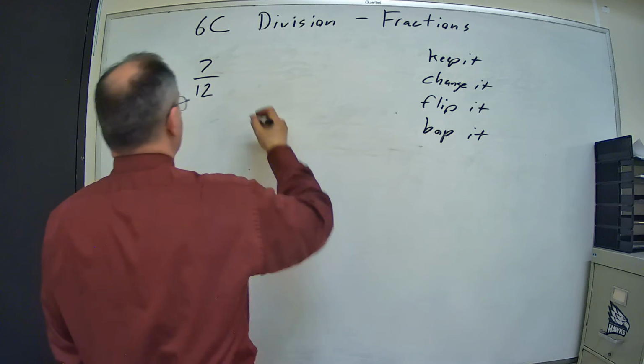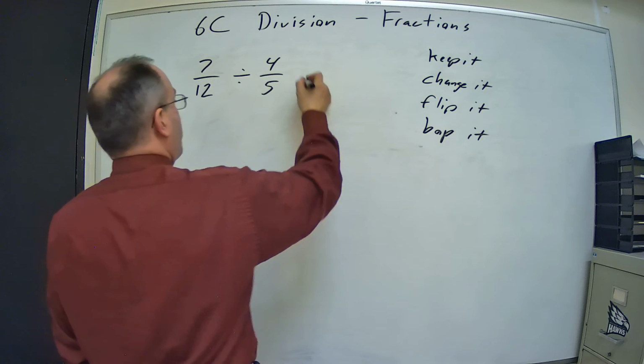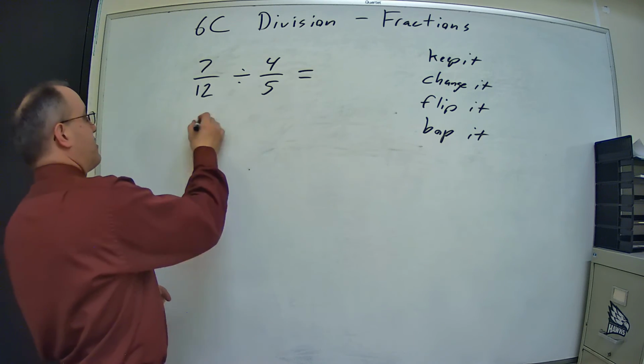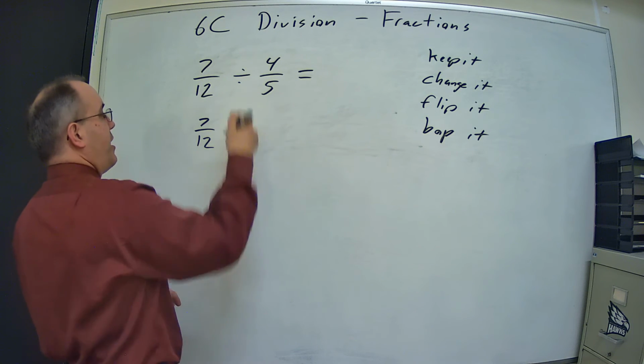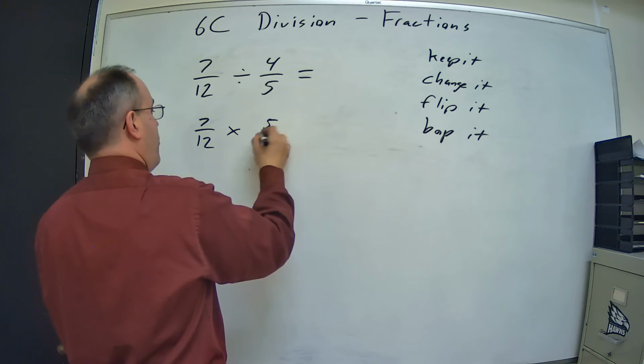7/12 divided by 4/5. So we're going to keep it as 7/12. We're going to change it from division to multiplication. We're going to flip it from 4/5 to 5/4.